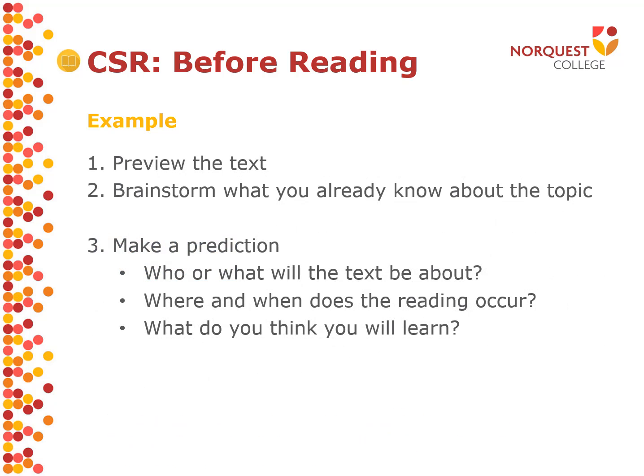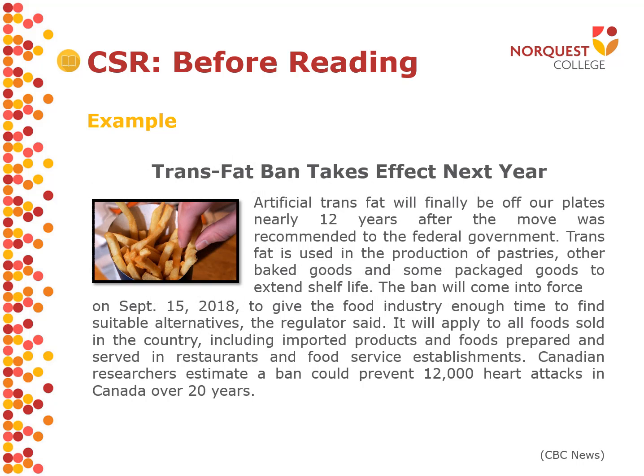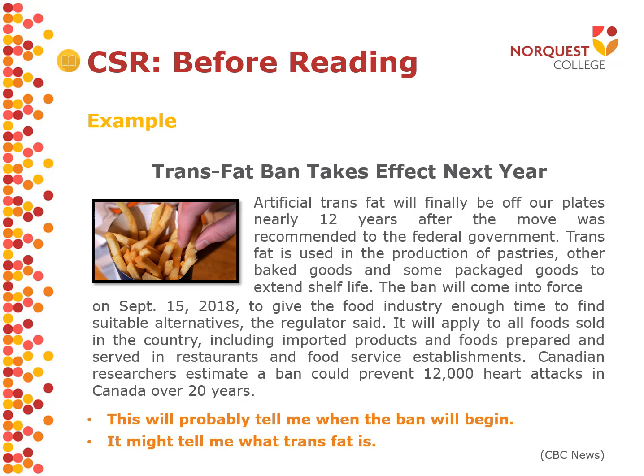Next, encourage students to make a prediction. Like, what do they think the text is going to be about? Where or when is it going to occur? What do they think they'll learn? After reading the title and subtitle and looking at the picture of a text like this, a student might say that this is probably going to tell me when the ban will begin, and it might tell me what a trans fat is. When students set these types of predictions, it gives them an idea of what to look for in the text.